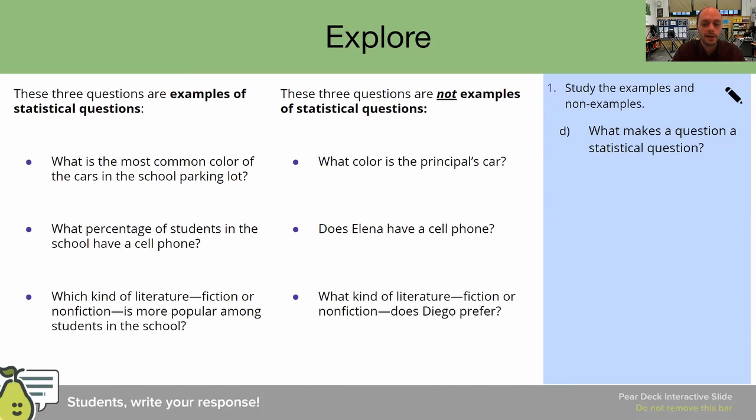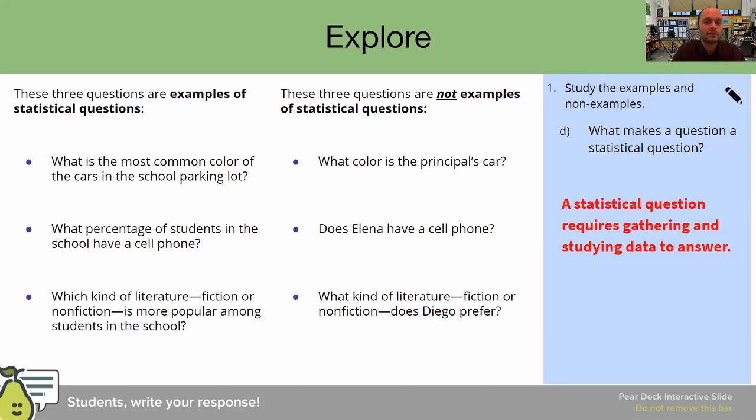All right, welcome back. If you said what makes a statistical question is that it requires gathering and studying data to answer, then you are correct. It requires time. And the data that you collect is not just from one source. You're getting a lot of sources. You're asking a lot of people. You're getting information on a lot of different cars. You know, you're asking a lot of people what's their favorite type of book, fiction or nonfiction.